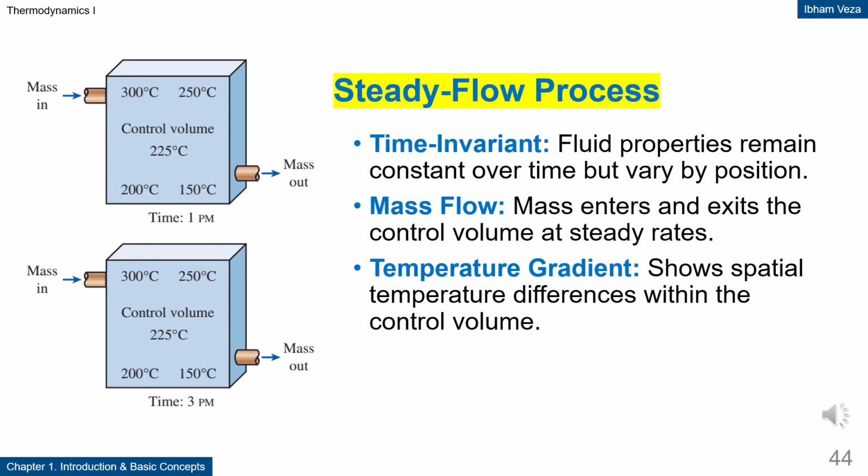Steady flow process. In a steady flow process, fluid properties at a given point do not change with time. However, these properties may vary from one location to another. Mass flows in and out at constant rates. Many engineering devices, such as turbines and compressors, operate under this condition. This approach simplifies flow system analysis.